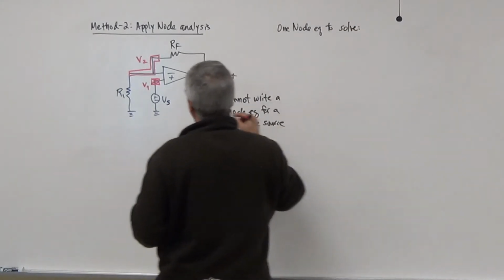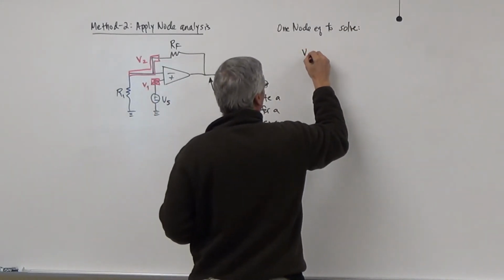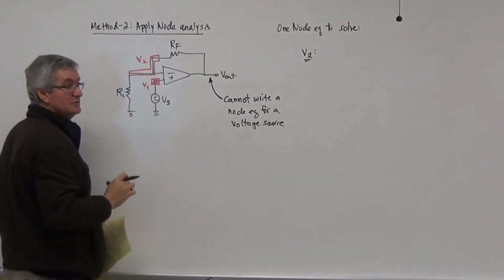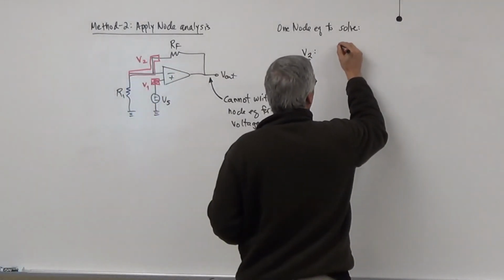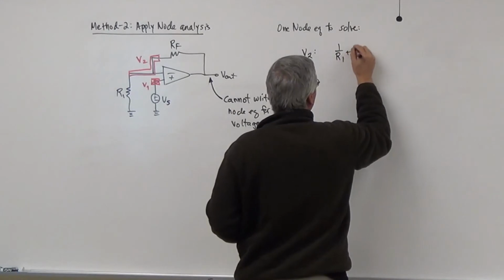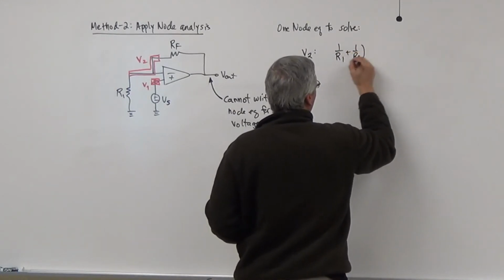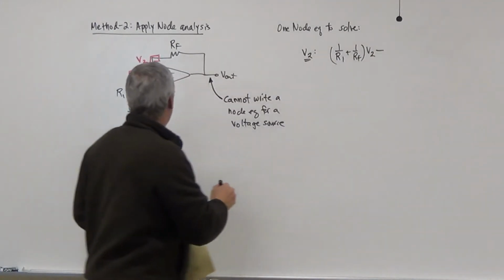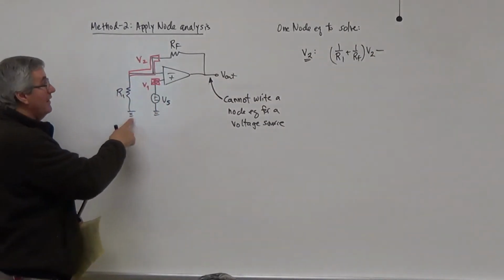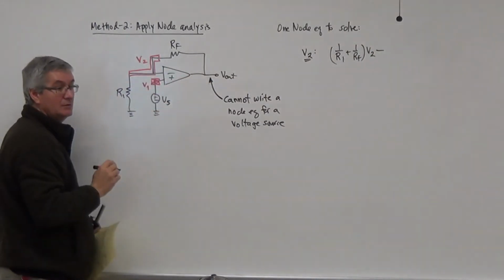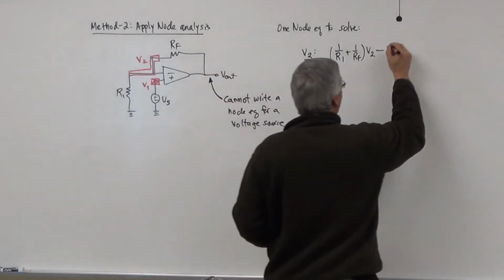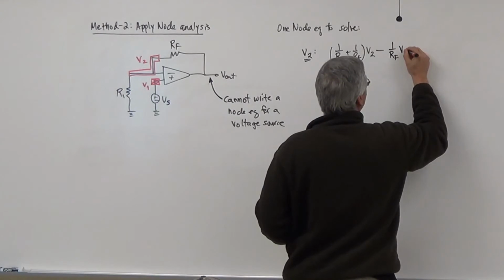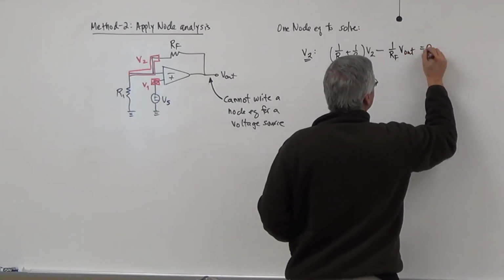So here I go. I'm going to write the node equation for V2. If I write the node, you can see that I have two resistors, so I have R1 plus RF, V2 minus mutuals. Well, one is connected to the ground, and then you can see that 2 is connected to V out. So then I'm going to go 1 over RF minus V out equals 0.